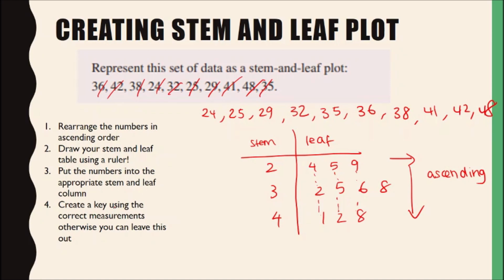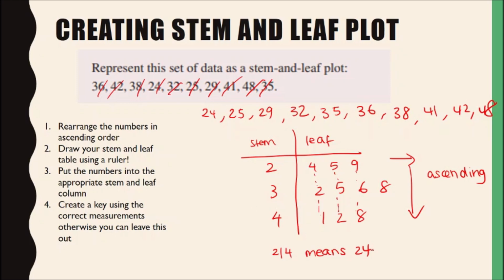So now you have to create a key using the correct measurement. We don't have a measurement. It didn't tell me it was an age or a percentage or anything like that. So you can honestly just write, 2 | 4 means 24. It doesn't matter what you use here, honestly, as long as I can tell. I usually just use the data that's in there because it's easier. If you want to do a default one, you can, but I highly recommend you use the data they've given you.